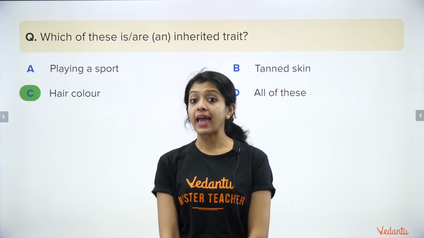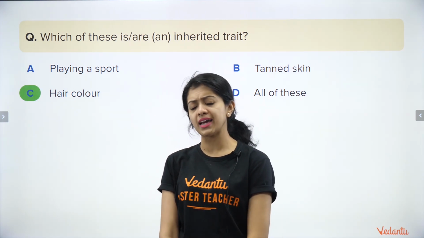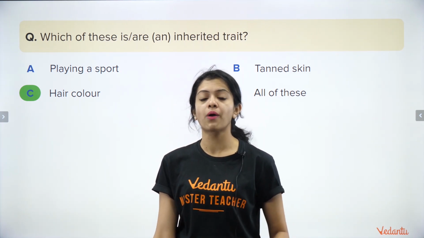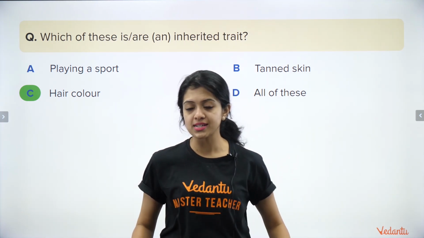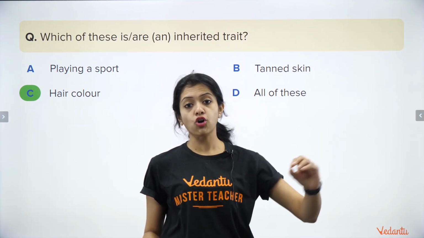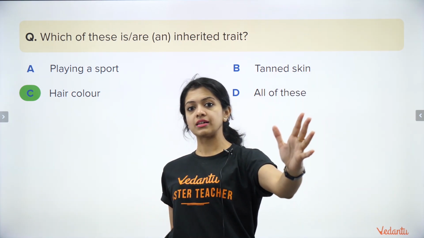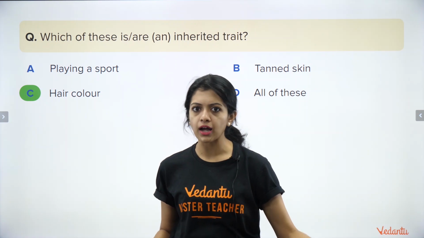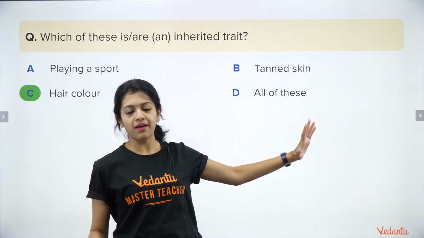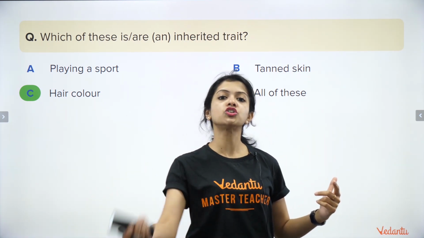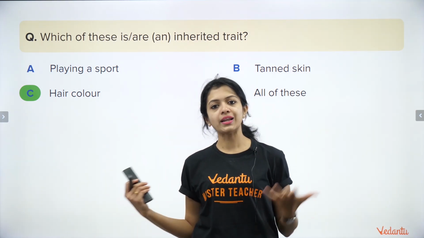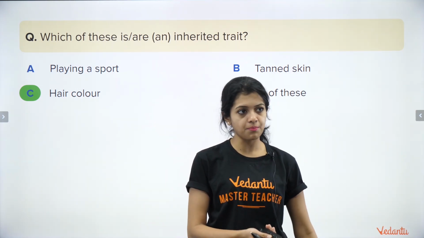The answer is hair color, inherited trait. What about the others? Playing a sport, tanned skin, all of these are things that you acquire because of your practice, because of your sheer hard work, or because of getting exposed to the sun, going to the beach, taking a sun bath. All of that is what would lead you to having a tanned skin. But then that doesn't mean your children will inherit the tanned skin, right? So among these, it's only hair color which is genetically determined.